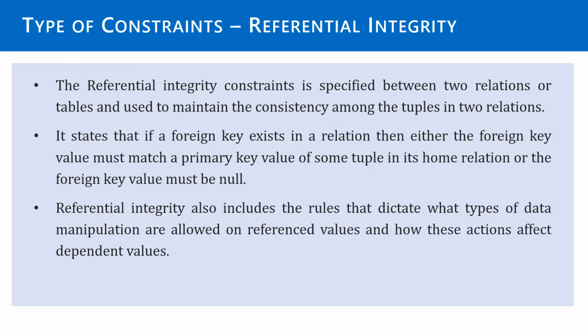Referential integrity also includes the rules that dictate what types of data manipulation are allowed on referenced values and how these actions affect the dependent values. If the foreign key is updated or deleted, what happens to the corresponding entry in the parent table? Or if a value in the parent table is updated or deleted, what happens to the corresponding entry in the related table? It refers to the types of data manipulation allowed on the referenced values and how these actions affect the dependent values.